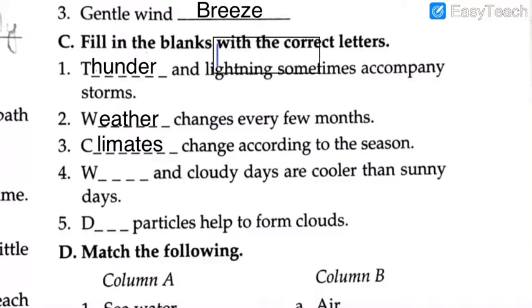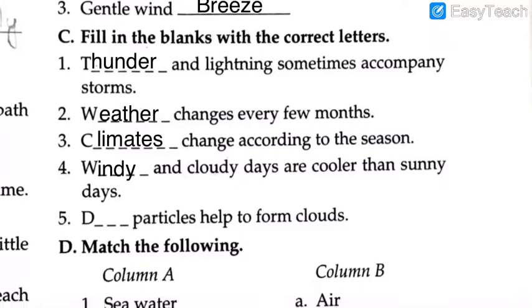So dash and cloudy days are cooler than the sunny days. The correct answer is windy. So W is already given. If you were noticing, I am just writing the second half part of the word, or I should say the remaining part of the word. So it's windy. Windy and cloudy days are cooler than the sunny days.